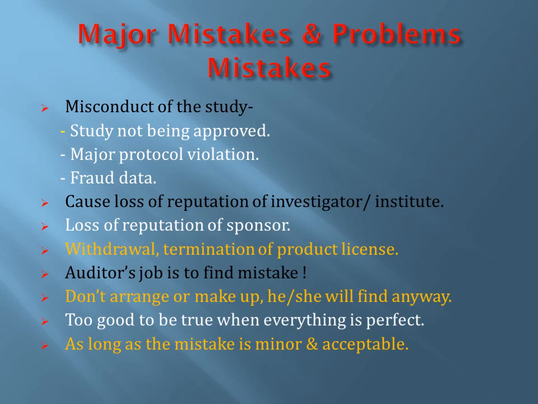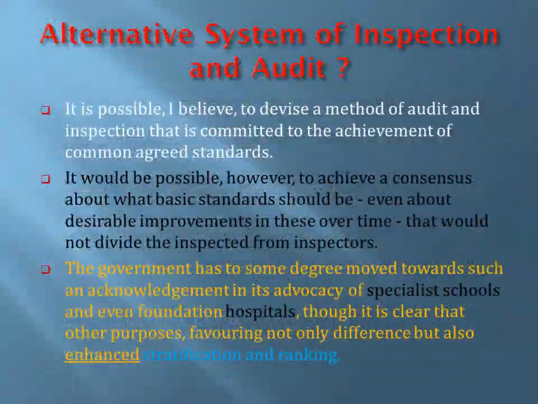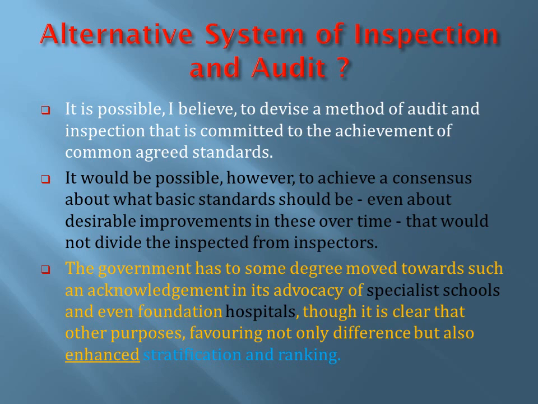The auditor's job is to find mistakes and not to arrange or make them up. The EC will find them anyway, and to be true, when everything is perfect. Last point, as long as the mistake is minor and acceptable. Next, in this slide, alternative system of inspection and audit.